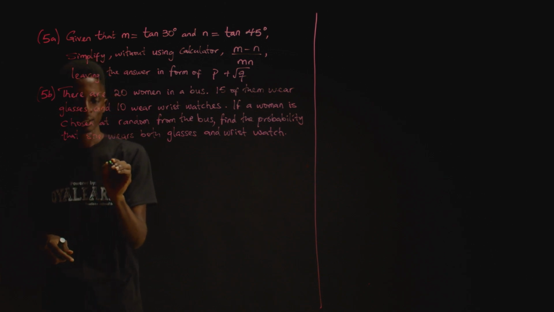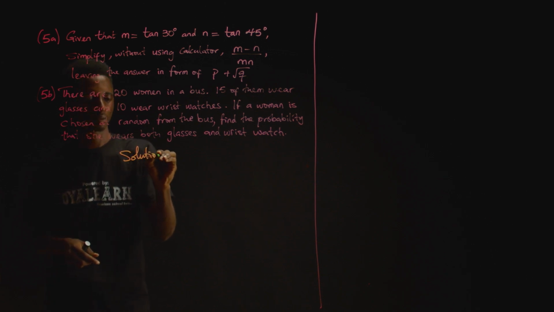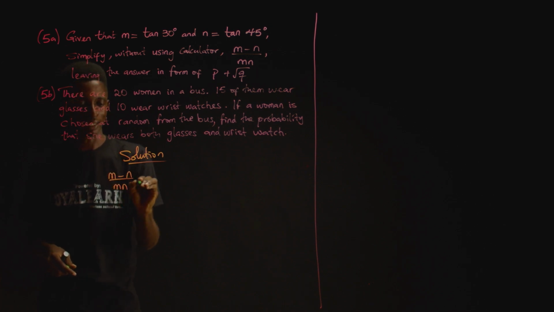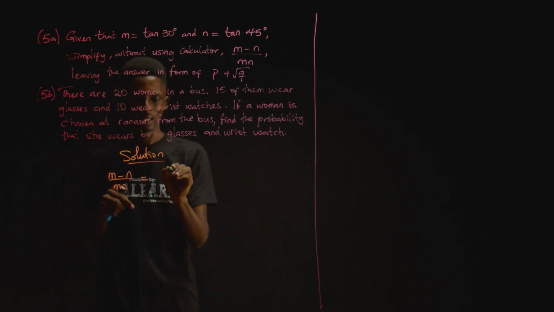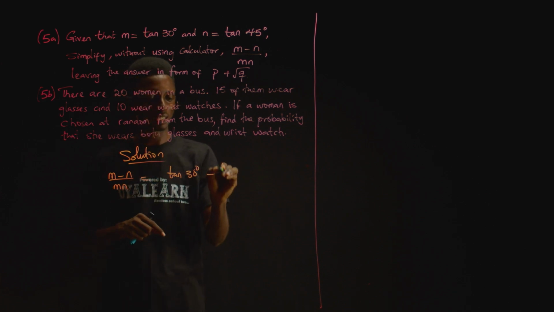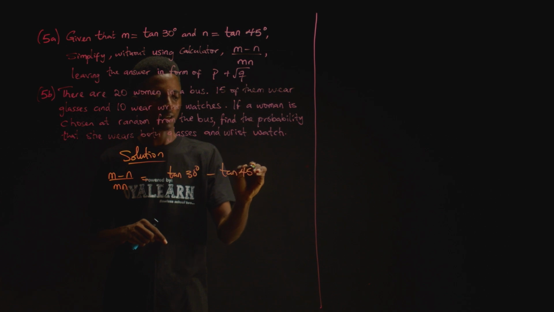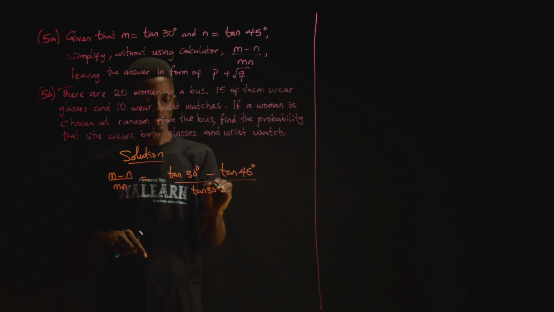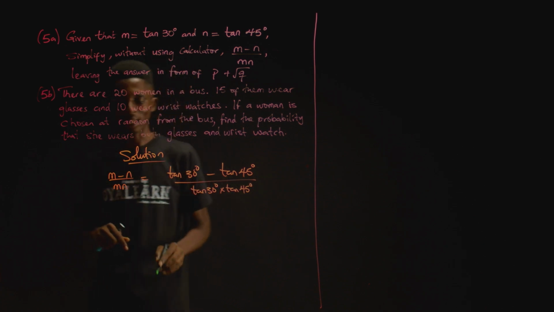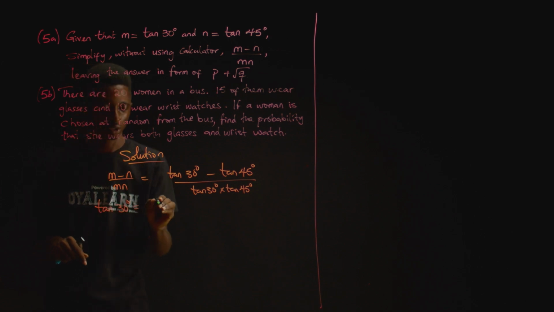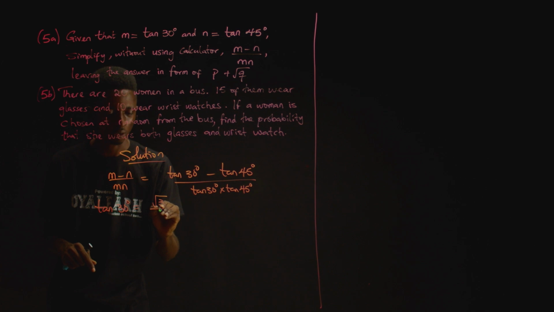To simplify, m minus n over mn. This means that we have m, which is tan 30 degrees, minus n, which is tan 45 degrees, all divided by m, that is tan 30 degrees multiplied by tan 45 degrees. Now, note that tan 30 degrees would give you root 3 over 3.